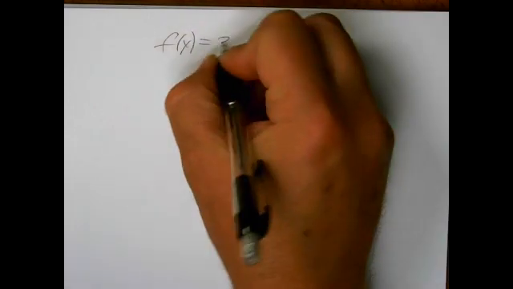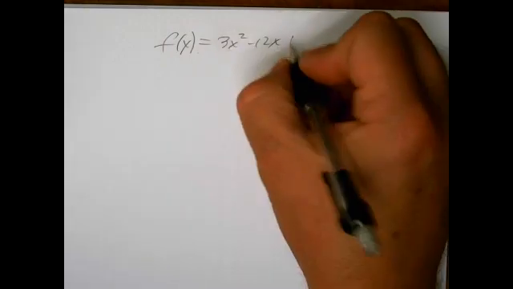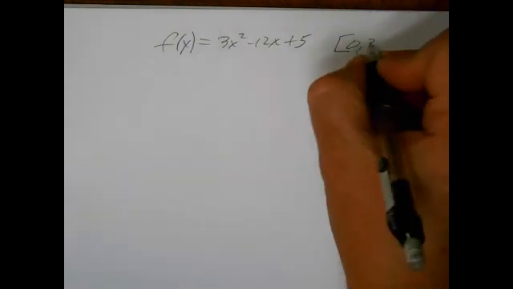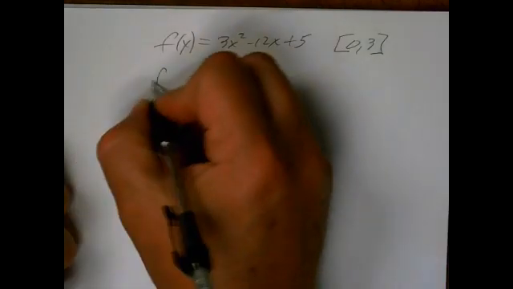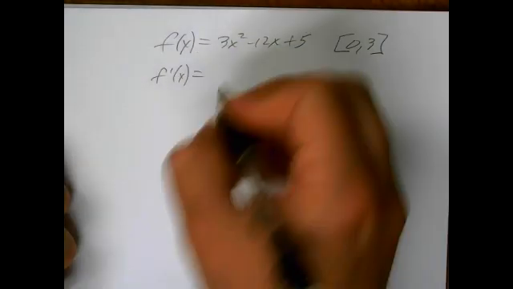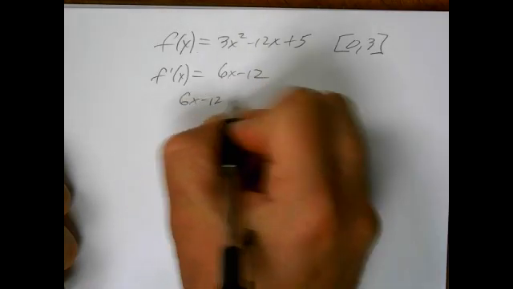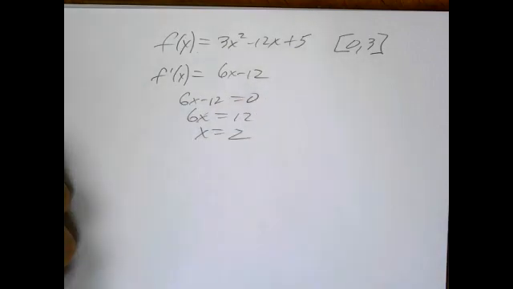Let's use it. Let's put it to use a couple of times. What if I had an f of x equaling 3x squared minus 12x plus 5? That's a quadratic. And on the interval from 0 to 3 is where we're going to look. So I'm going to take the derivative, and that's going to be a 6x minus a 12. I take the derivative, set it equal to 0, and I get x equals 2.